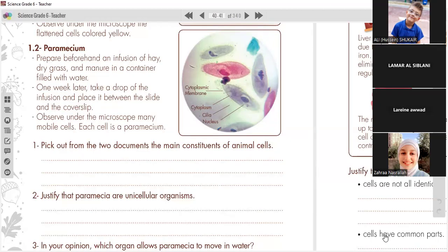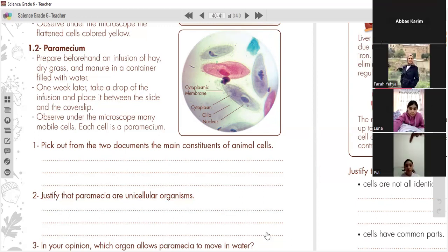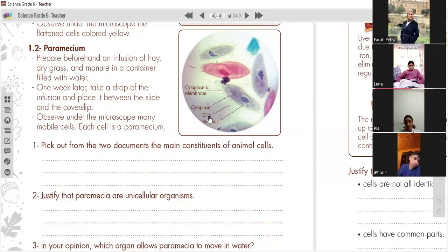So guys, keep in mind we have a lot of unicellular organisms that are made up of one cell. It doesn't mean that with one cell it can't do anything. Like the paramecium, it can reproduce: one paramecium will give many paramecia. Later on, we will talk about it. It can digest food, it can swim, it can move.